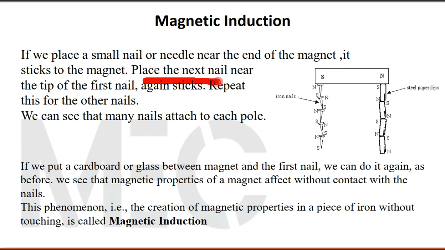Place the next nail near the tip. So the first nail sticks to the bar magnets. Place the next nail near the tip of the first nail. Again, it sticks. Repeat this for other nails. We can see that many nails are attached to each pole.